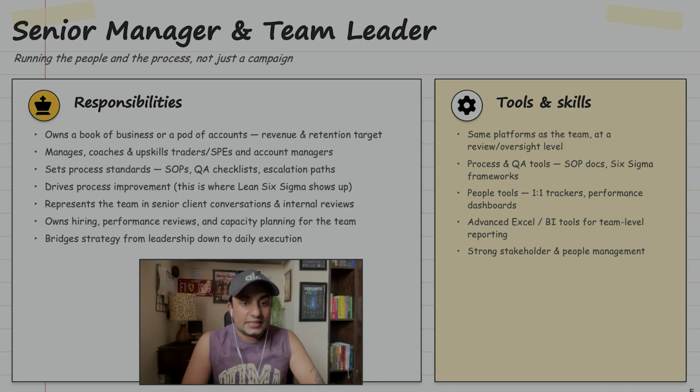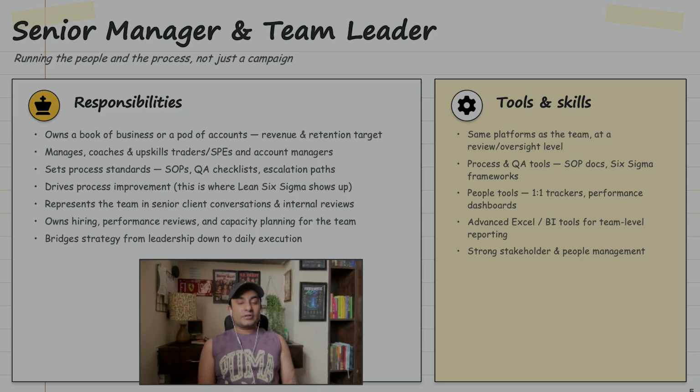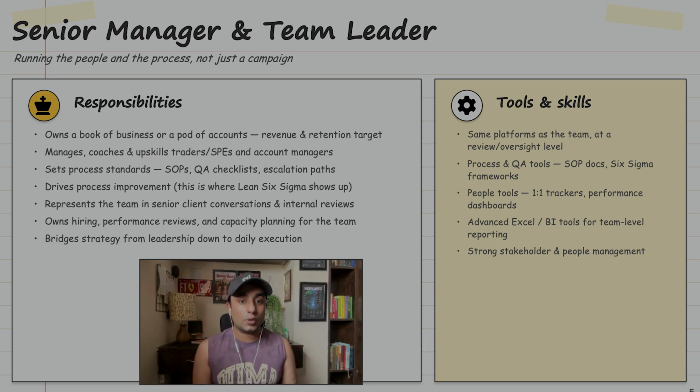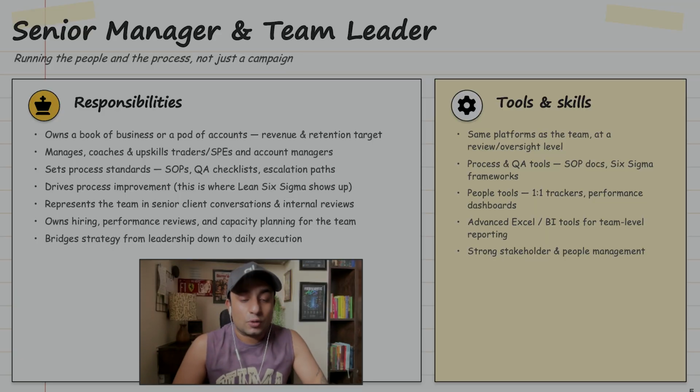Your responsibilities as a team leader are: you own a book of business or a pod of accounts. The revenue and retention targets, all that becomes your responsibility now. You should be able to manage, coach and upskill traders, SPEs and account managers. They would reach out to their team leaders whenever they have some sort of problem, so you should be responsible for that. You set the process standards, the SOPs, QA checklists, and escalation paths. So everything should be clear. You should be able to define what the SOPs for your particular team should look like.